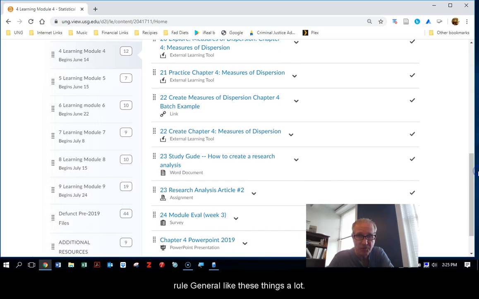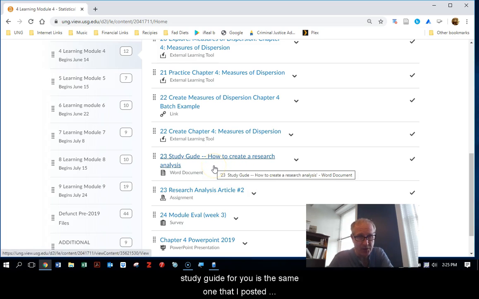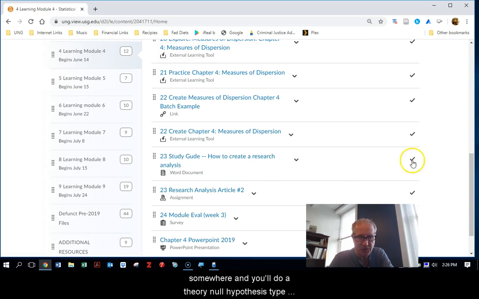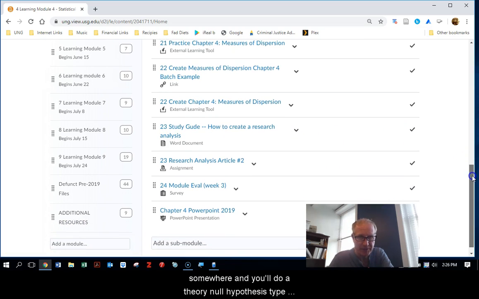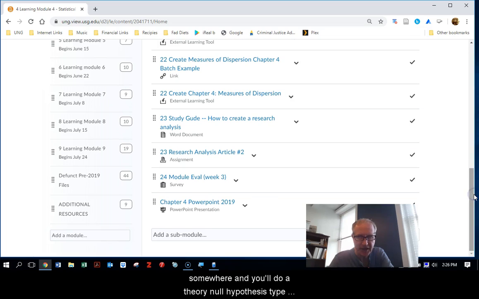Students, as a rule, generally like these things a lot. Then we got another research analysis due. I have a study guide for you. It's the same one that I posted before. You'll go in, you'll find an article in the research somewhere, and you'll do a theory null hypothesis type situation. You'll talk about the operationalization of the study, and then you'll give us the statistical results as you would convey it to a non-criminal justice individual.